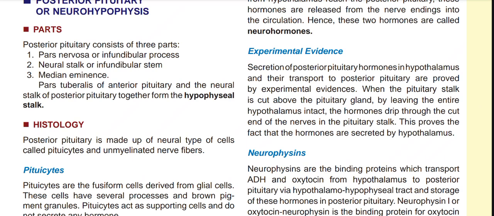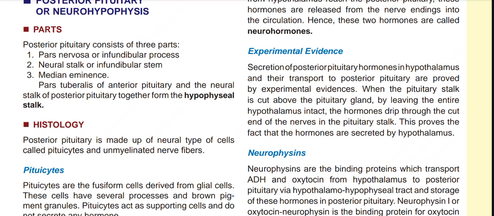The posterior pituitary consists of three parts. One is pars nervosa, one is neural stalk, and one is median eminence. So, pars nervosa or infundibular process, neural stalk or infundibular stem, and median eminence. Pars tuberalis of the anterior pituitary and the neural stalk of the posterior pituitary together form the hypophyseal stalk.